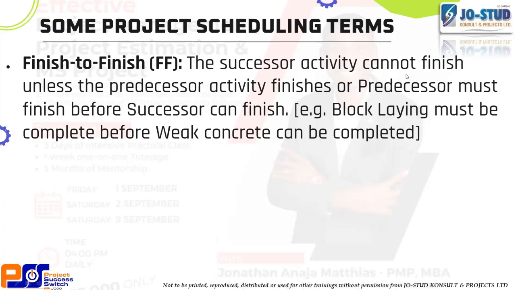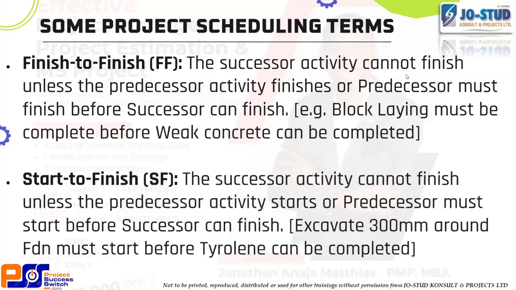So this will help you if you tie them together in MS Project, that weak concrete must not finish until block laying finishes. By the time you tie it, even if somebody is trying to schedule weak concrete to finish by mistake, the software will tell you, no, this cannot finish until this one finishes. So it will adjust it to ensure that block laying finishes before weak concrete finishes. So that's the third kind of relationship. We will see a practical illustration of all these relationships.